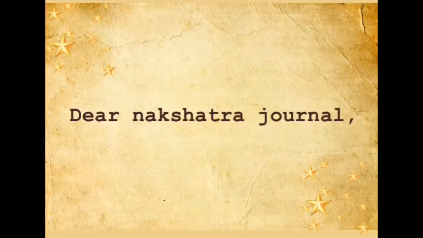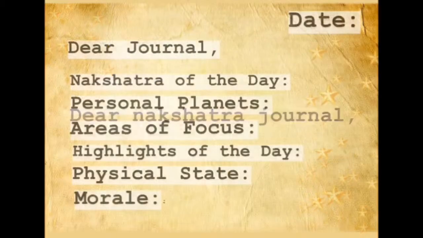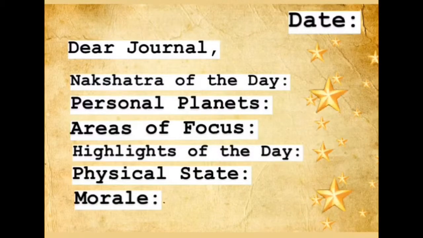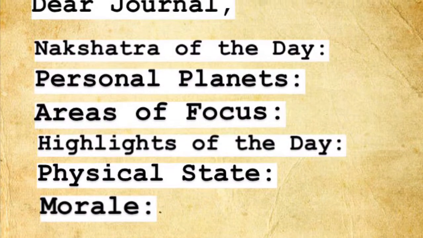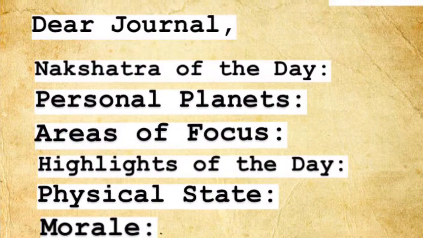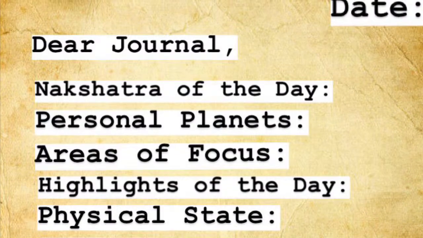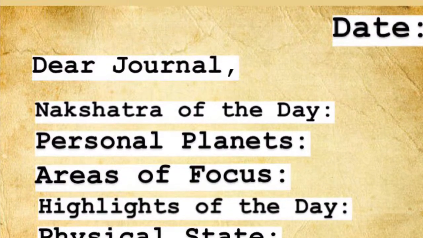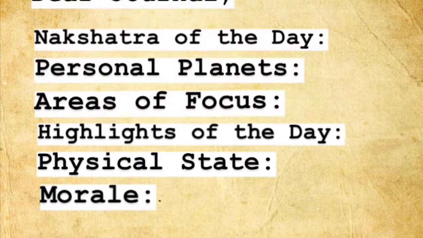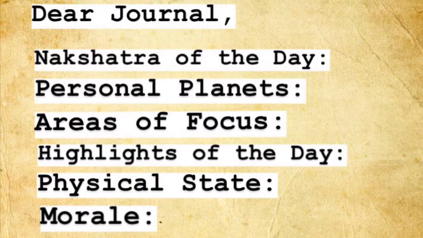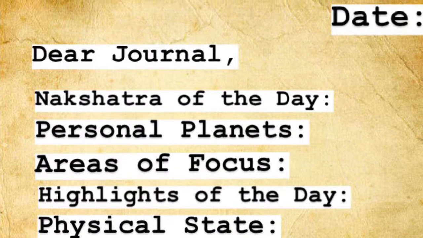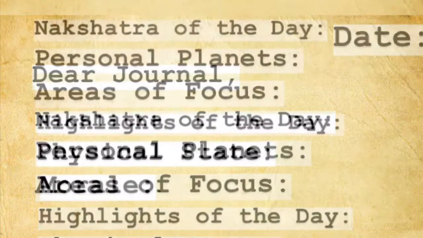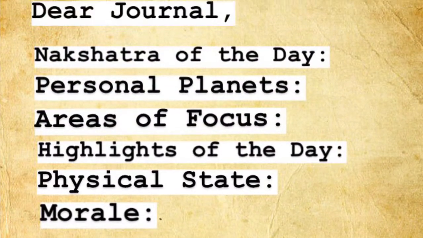An easy way to get started is with a journal. Just take a little time at the end of every day to do an entry, write down the nakshatra that was running that day. Sometimes it'll be 2 different nakshatras. They'll switch during daylight hours. Note that down. And then some general notes like your morale, where the majority of your mental energy was focused, and how was your body feeling, what was your physical state.